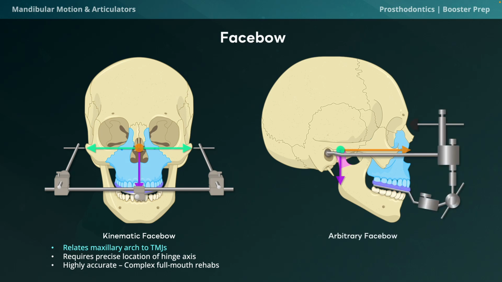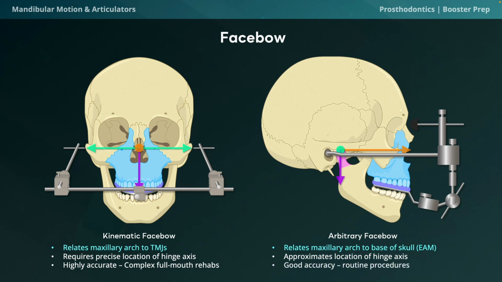Whereas the arbitrary Facebow, which is what you guys are used to, captures the relationship of the maxillary teeth to a convenient anatomic landmark that gets us close enough to the TMJs. And this arbitrary anatomical landmark is obviously none other than the external auditory meatus, aka the ear. So the reason we call it an arbitrary Facebow is because we're not actually locating the hinge axis. We're simply approximating its location by using the ear as a reference point. So this has the benefit of making the whole process much easier to perform in contrast to the kinematic Facebow, while still giving us some degree of accuracy.